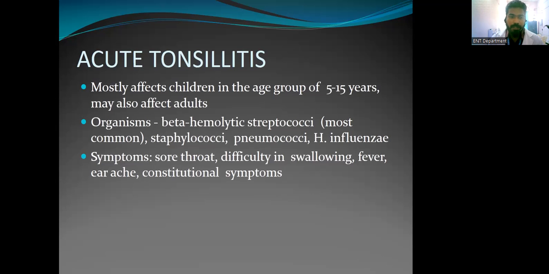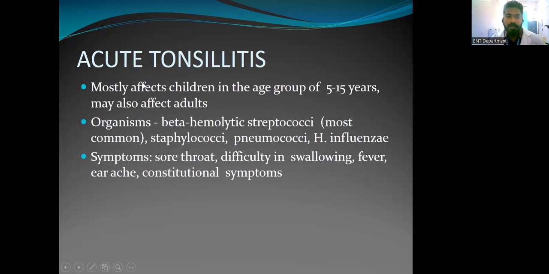There are two types. Usually any inflammation could be acute or chronic. First, we'll talk about acute tonsillitis. It mostly affects children in the age group of 5 to 15 years, and it can also affect adults. In children, the tonsils are one of the primary lymphoid organs, because the immunity of children is not very well developed, so these lymphoid organs take care of it.